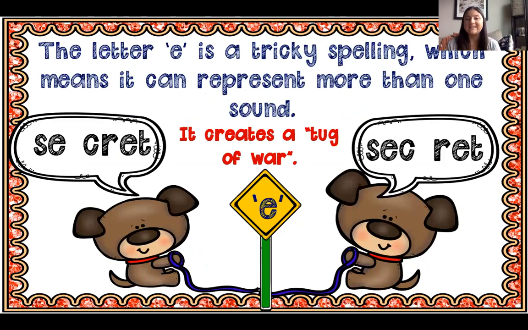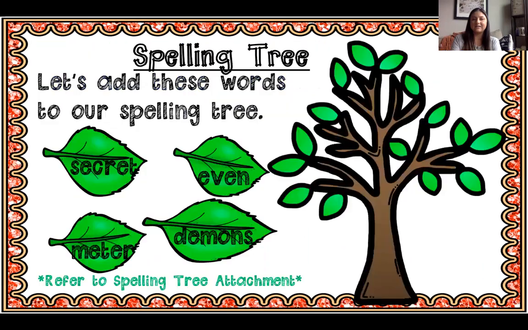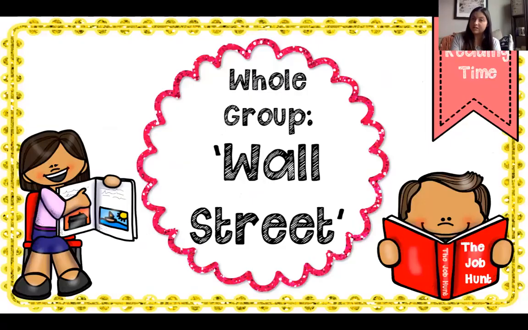The letter E is a tricky spelling. We know that it creates a tug of war. Here I have secret or secret. They're tugging a war. What sound does it make? So it's really helpful if I say those words first to kind of try it out. Okay, am I going to be whispering a secret or a secret? That helps me decide how I'm going to read those words.